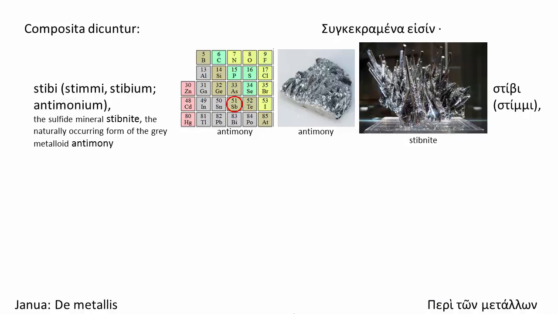Stibi, stimi, stibium, from Greek stibi, estimi, and in medieval Latin and beyond, antimonium. And this is the sulfide mineral stibnite, the naturally occurring form of the gray metalloid antimony, which gets its symbolic name Sb in the periodic table.